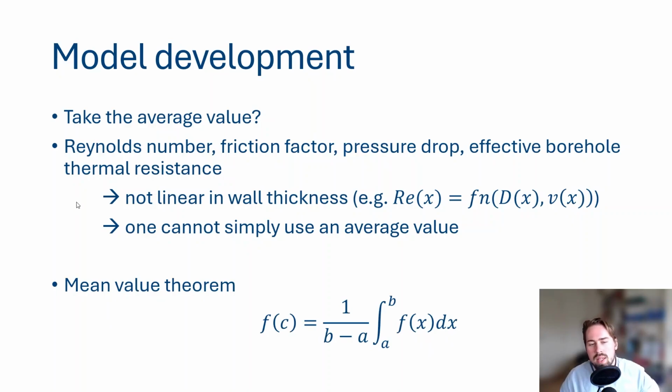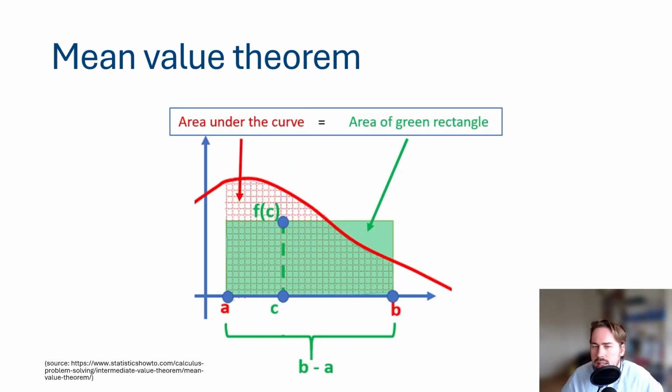And that's why we worked with something which is called the mean value theorem. It's a more nuanced, accurate way to model and to calculate the mean or the average value for a random non-linear function. And this is shown graphically in this image. You have a red line which is, as you can see, non-linear, and we want to calculate the average value between A and B.